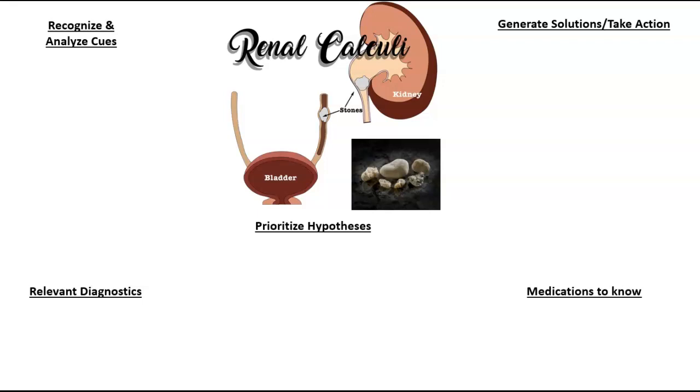Cystine, I said it's very rare. That's a genetic disorder that would cause those. And those struvite, those really large stones, those are very common with bacteria. So people who have UTIs tend to develop those.